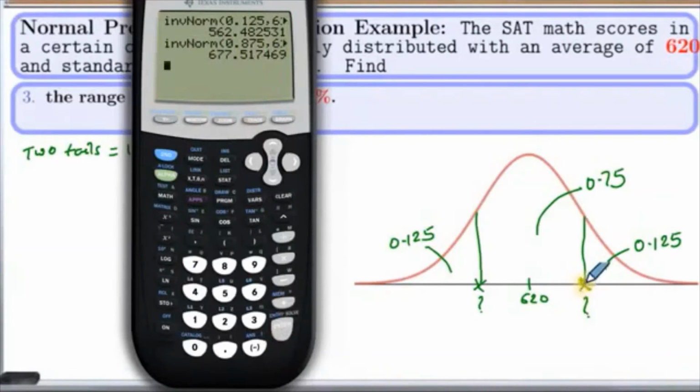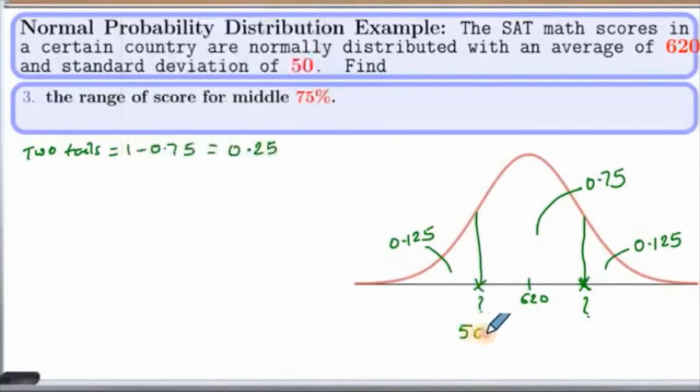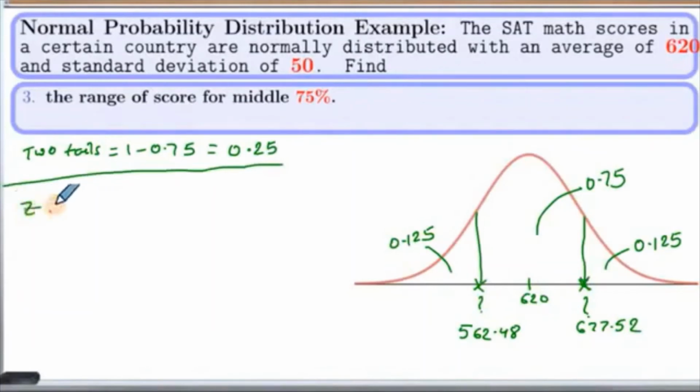Okay. So let me write that down. This point here is 562.48, and this number here is 677.52. Now let's use the formula or table to find these two points. For that we'll be using this formula, which is z equals x minus mu over the standard deviation.